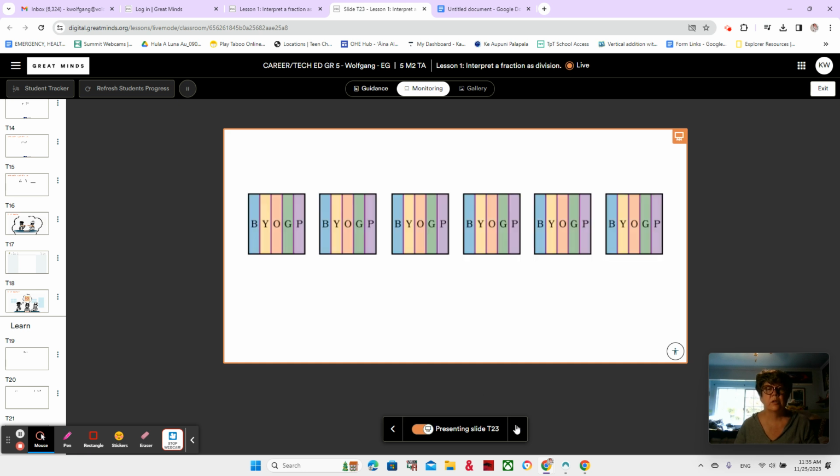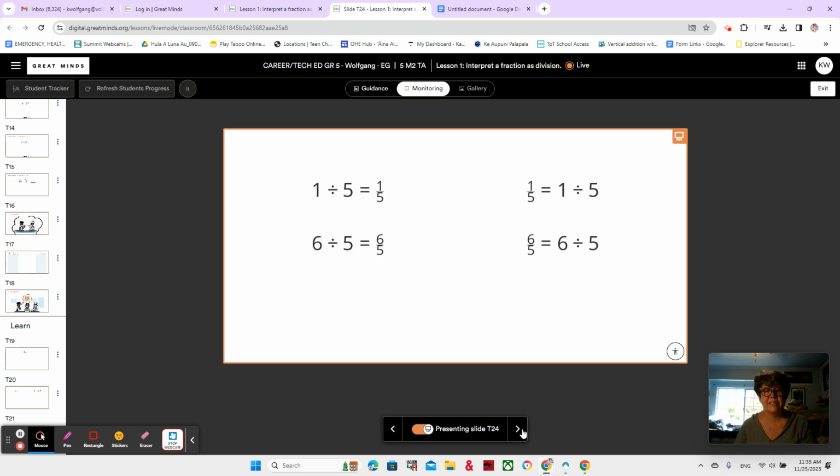The next slide shows you each color, just like what I just did. And then here we have some division problems. Now I want you to look at those and think about the pattern. Think about the pattern that you wrote on your Post-it note. Does that pattern match anything that you notice here? Think about what you're seeing.